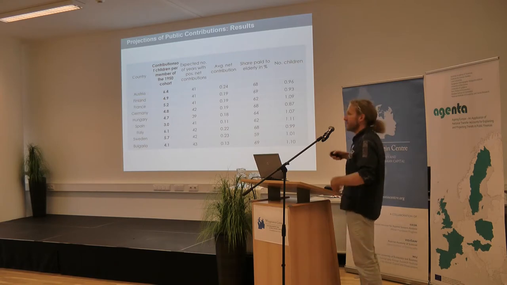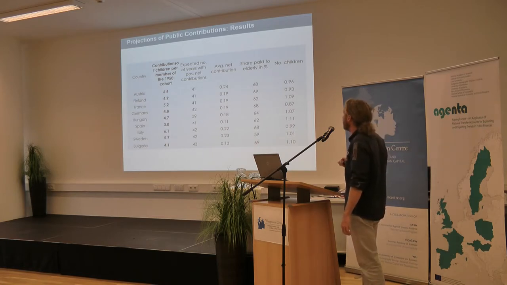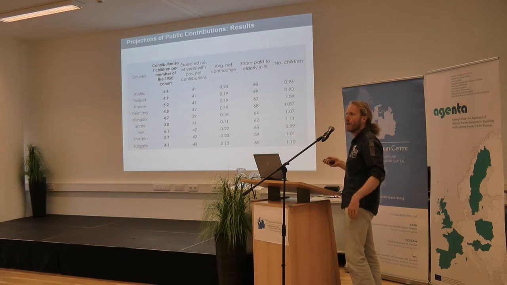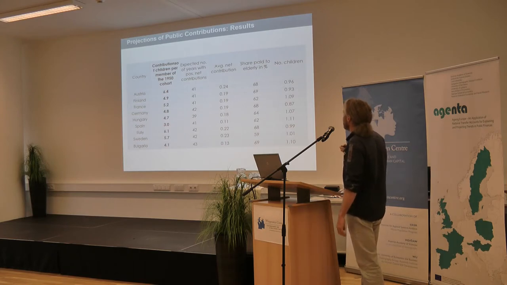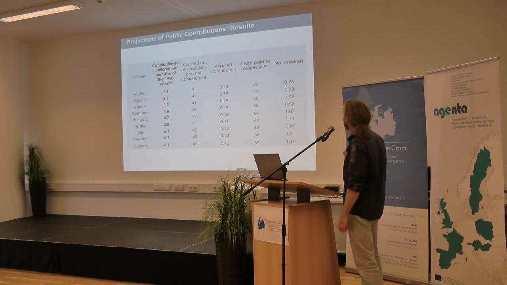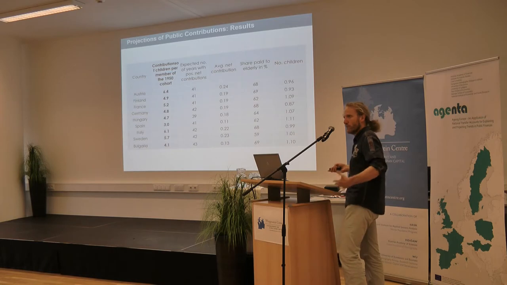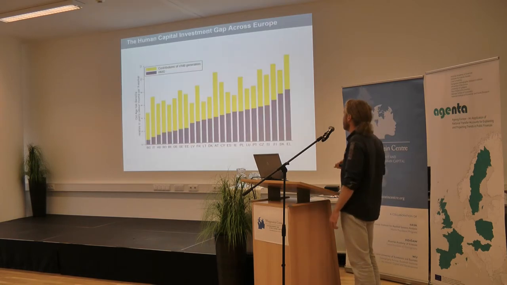We observe huge differences in the average contribution relative to the income of a full-time worker. So in Austria, Italy and Sweden, it's about one quarter. In Spain, it's much less because they simply have lower taxes on labor income. And what also plays a role is the high unemployment rate. Also the share paid to the elderly in terms of total public contributions is in all countries between 60 and 70%. And of course, the number of children also plays a considerable role. But also here, huge differences are observed in the level of public contributions and benefits relative to the income of a full-time worker, and this makes up the most important differences across countries.